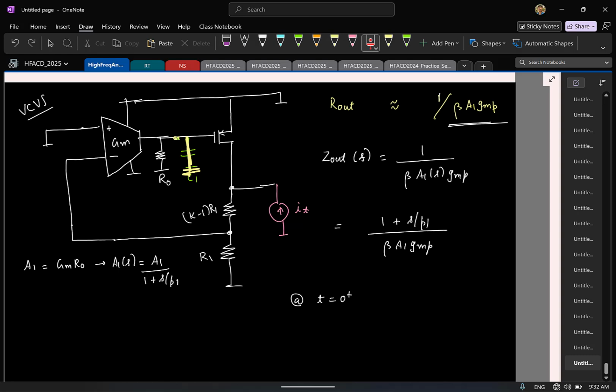So at t equal to 0 plus, if I look at the output impedance, what will that be? K R1 and something else, parallel with R0 of the PMOS. So at t equal to 0 plus, I see that the output impedance is K times R1 parallel R0 of the PMOS. And even when I say t equal to 0 plus, I am looking at small frequencies or really large frequencies. So at large frequencies, my output impedance is really large, and at DC it's very small, so you have an inductive impedance here.